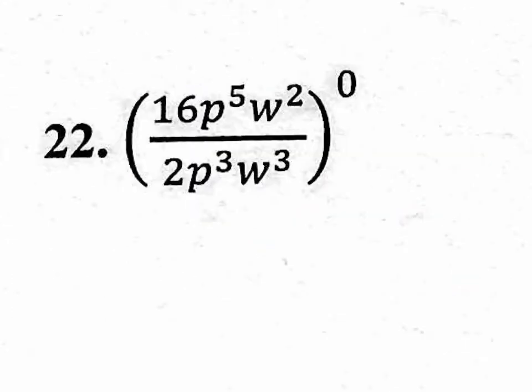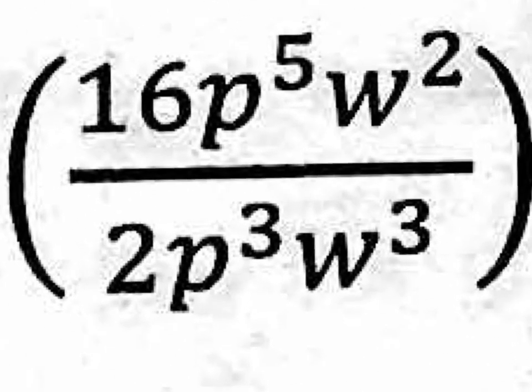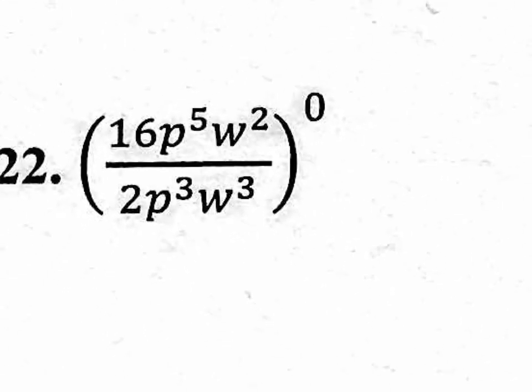Number 22, one of my favorite questions. Yes, you could zoom in and start doing things on the inside, like canceling out 3 P's with 3 of these, you have 2 left over. Cancel 2 W's with 2 of these, you have 1 W left over. Not only that, 16 divided by 2, that's 8. It's left over up on top. But that would all be a waste of time because we see that this whole thing is in parentheses. And the whole thing has the power of 0. And we know the rule that anything to the power of 0 equals 1.